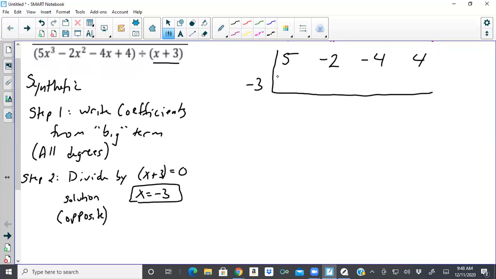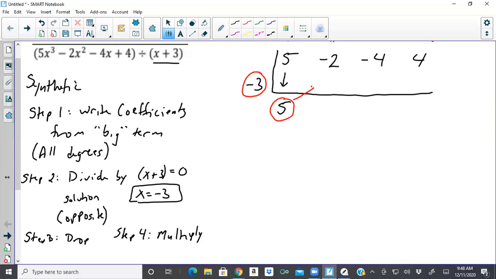Okay? So what you're going to do is drop the 5 down. So step 3 would be to drop. So you're going to drop the 5 down to right here. Step 4 is going to be to multiply. So this number times this number. And then that multiplication is going to be written right there. So -3 times 5 is -15.